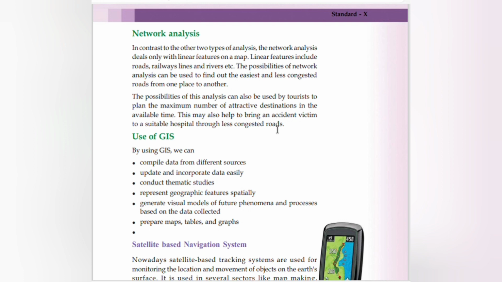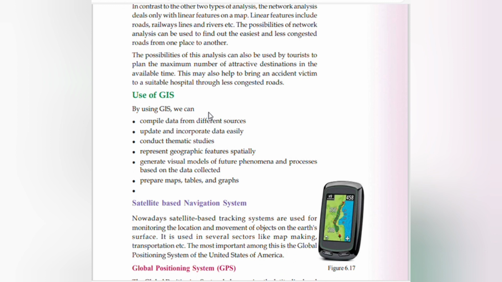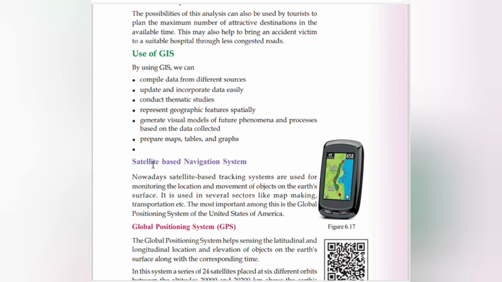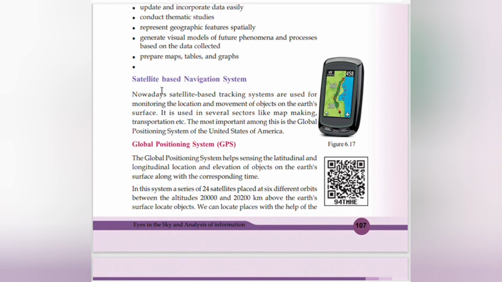This may also help to bring an accident victim to a suitable hospital through less congested roads. Use of GIS. By using GIS, we can compile data from different sources, update and incorporate data easily, conduct thematic studies, represent geographic features spatially, generate visual models of future phenomena and processes based on data collected, and prepare maps, tables and graphs.